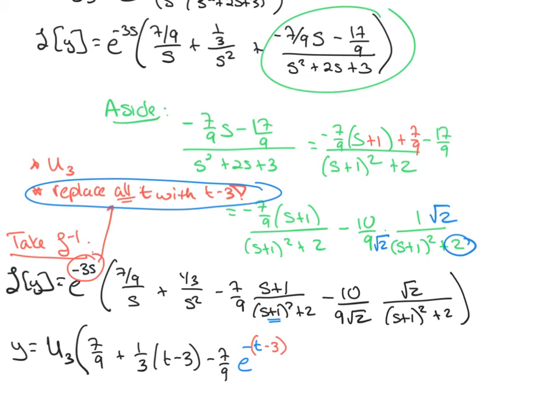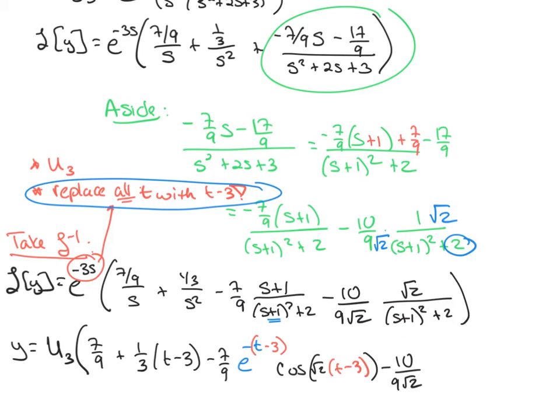So the stuff we put in blue there, the e to the negative t, that's from the first shifting theorem, the s plus 1. The red, the minus 3 part, is the second shifting theorem from the unit step function. Okay. So going on, this was cosine of root 2t, but everywhere I see a t, I'm supposed to replace it with a t minus 3. Okay, minus 10 over 9 root 2. So this is a sine, but this is a sine with a first shifting theorem also, the s plus 1.